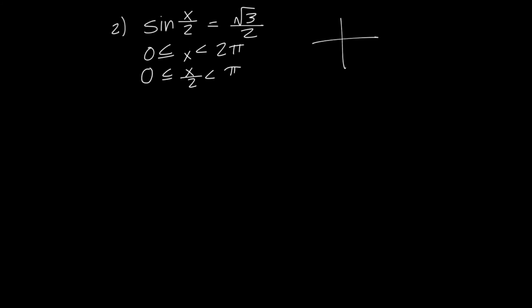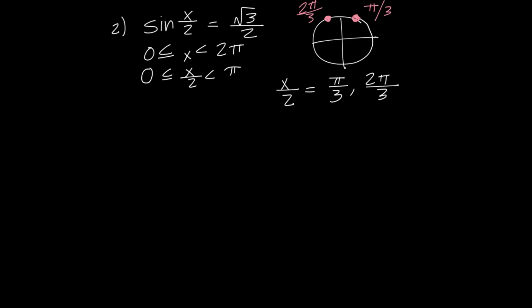So here's the unit circle, and we think to ourselves, where on the unit circle is the sine value root 3 over 2? And there are 2 places. One is over here at pi over 3, or 60 degrees. And the other location for which sine is root 3 over 2 is here at 2 pi over 3. So this means that x over 2 equals pi over 3 and 2 pi over 3.